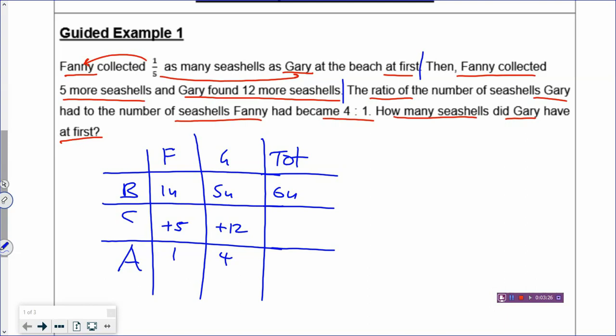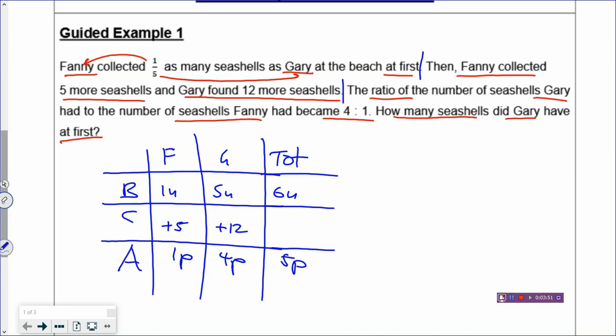Sometimes in the exam papers, you find that it's quite tricky. If you rush through your work, you will put it down wrongly. It's actually 4:1, which means that Gary has 4, Fanny has 1. So you have to put them in the right boxes. And then the total is 5. You can't call them units, you have to call them parts, because you have used the units already, so you have to call them something else.